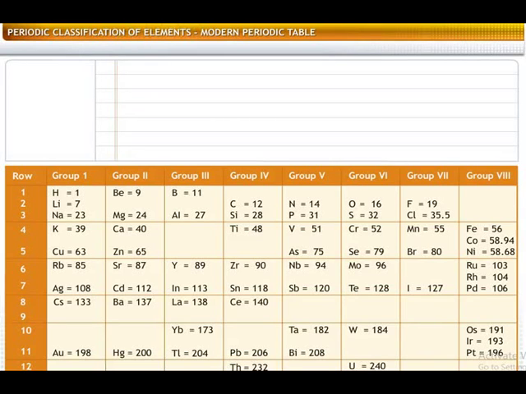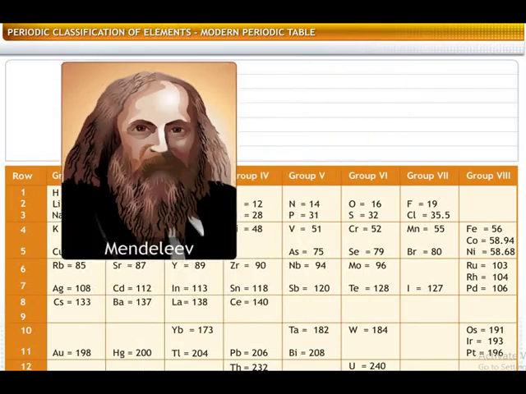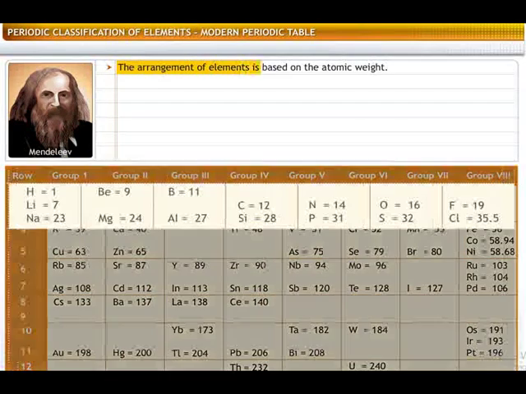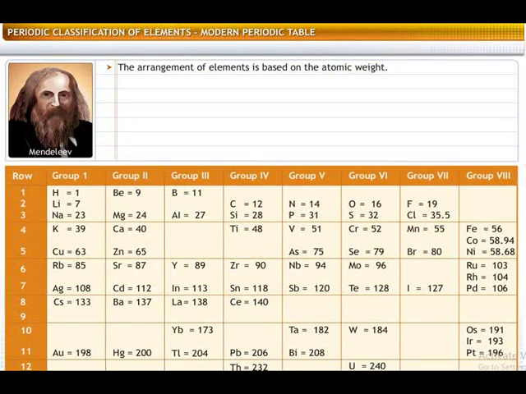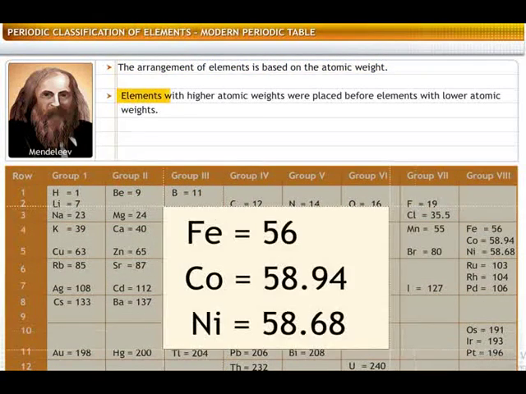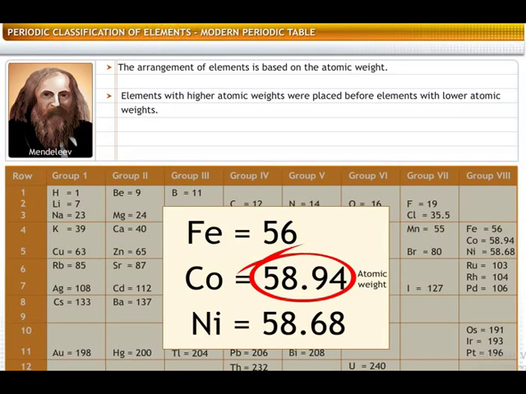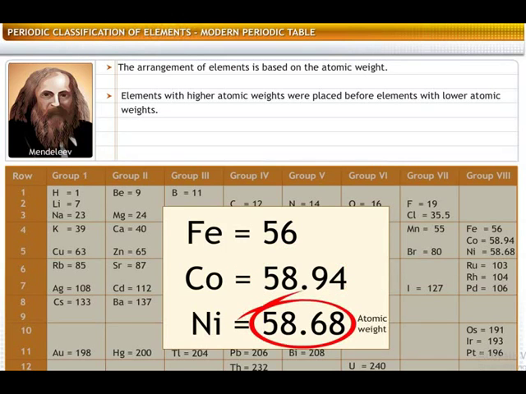The periodic table, developed by Mendeleev, was intended to illustrate the arrangement of elements using atomic weight as the basis of classification. However, this arrangement showed some anomalies, like elements with higher atomic weights were placed before elements with lower atomic weights. For example, the atomic weight of cobalt is 58.94 and that of nickel is 58.68. However, Mendeleev's periodic table places cobalt before nickel.